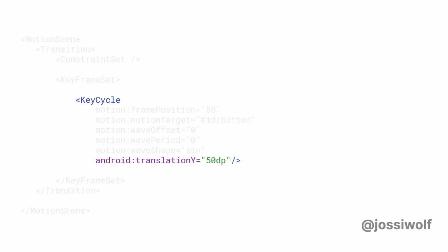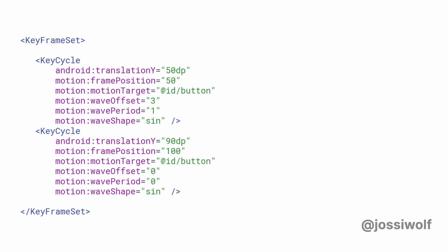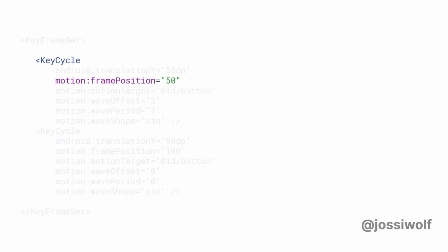So let's add another KeyCycle before we look at what the three mysterious attributes there actually mean. Because one thing I want to explain first is we have two KeyCycles here now, and we have one which has the frame position 50, and that's the first KeyCycle. So the first cycle is going from 0 to 50, and then we have another one which is at frame position 100. So we have a cycle from 0 to 50, and a cycle from 50 to 100. If we run the code now, it looks like this.